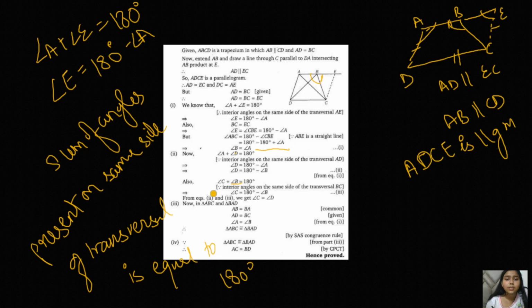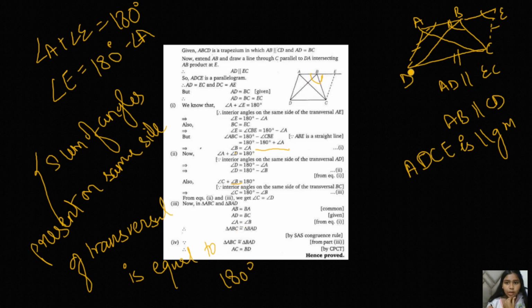Right, similarly angle B plus angle C is 180, for the similar reason that the sum of all the angles present on the same side of the transversal is 180. From the second and third equations we get that C is equal to D. Right, now there is a triangle formed ABC and a triangle formed BAD. In these triangles, AB is equal to BA, because it is common in both of them. Now we can see that AD is equal to BC, that we have already proved.